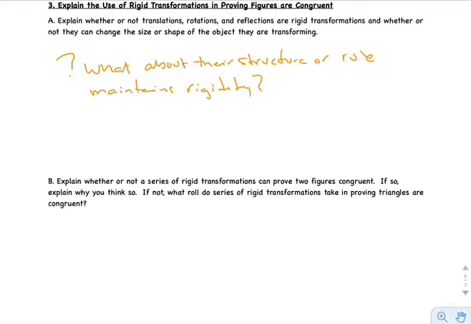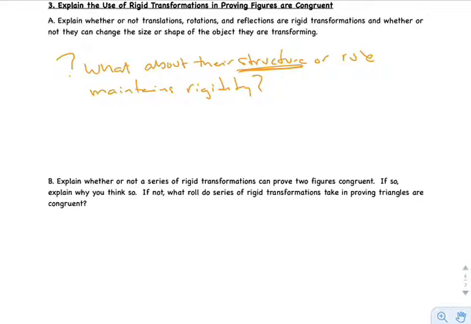It's like what about the structure of the motion actually maintains the rigidity? Because in the end, structure actually does come first. The rules come from the structure, so the rules are not going to provide a good argument here. And again, you're definitely going to have to provide something about the structure.